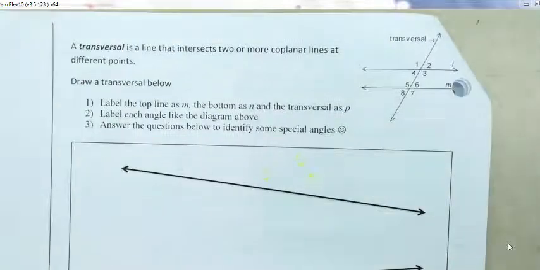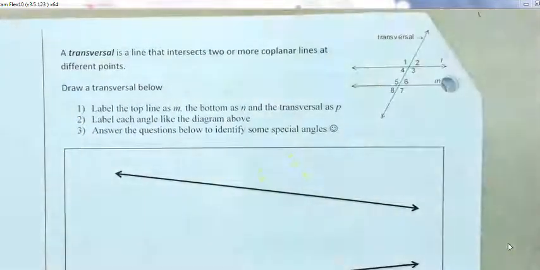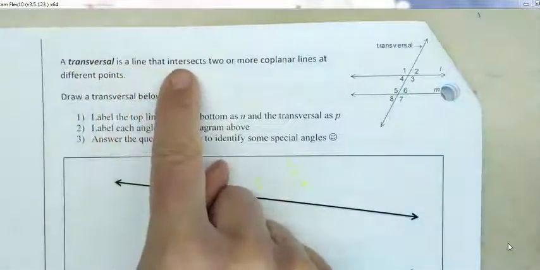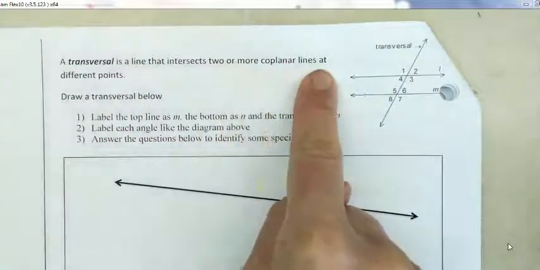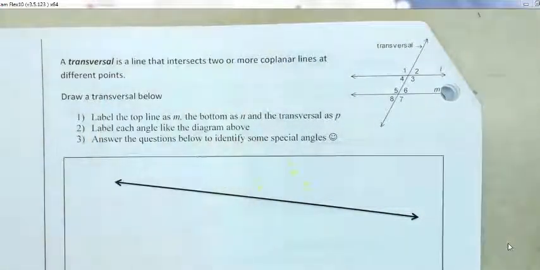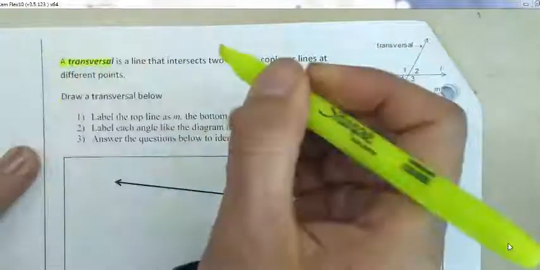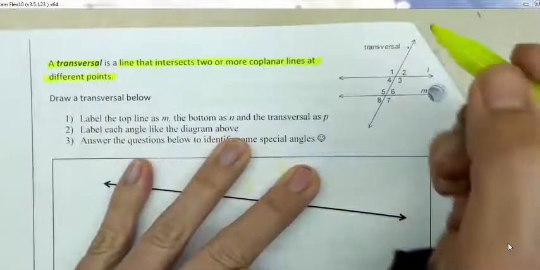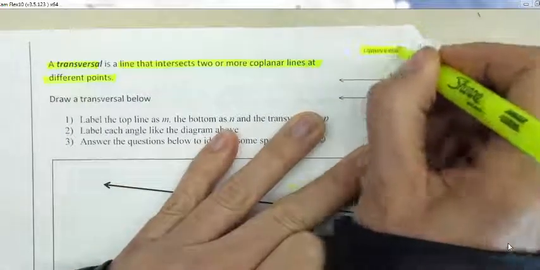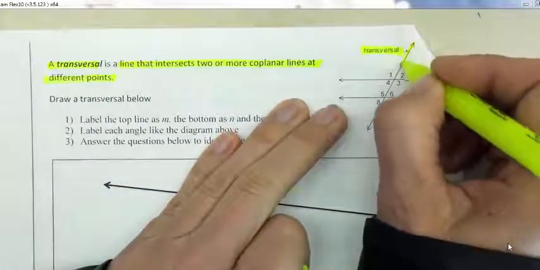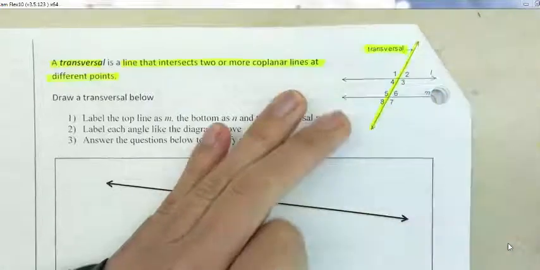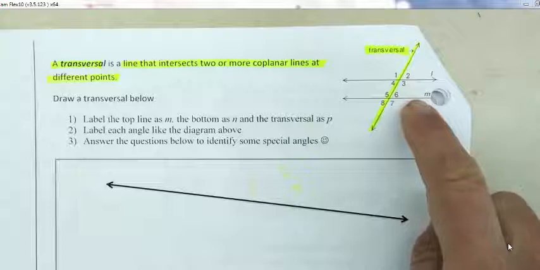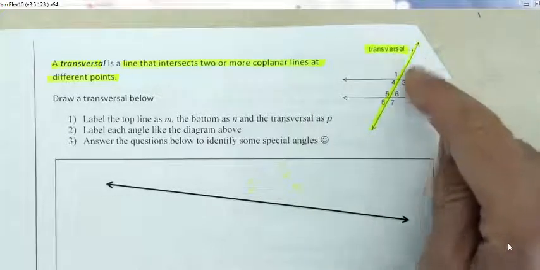All right. Moving on, let's talk about transversals. A transversal is a line that intersects two or more coplanar lines at different points. Once again, a transversal is a line that intersects two or more coplanar lines at different points. So over here, you can see I've labeled this transversal. This line right here, that's our transversal, right? It's intersecting lines L and M, which are coplanar lines.